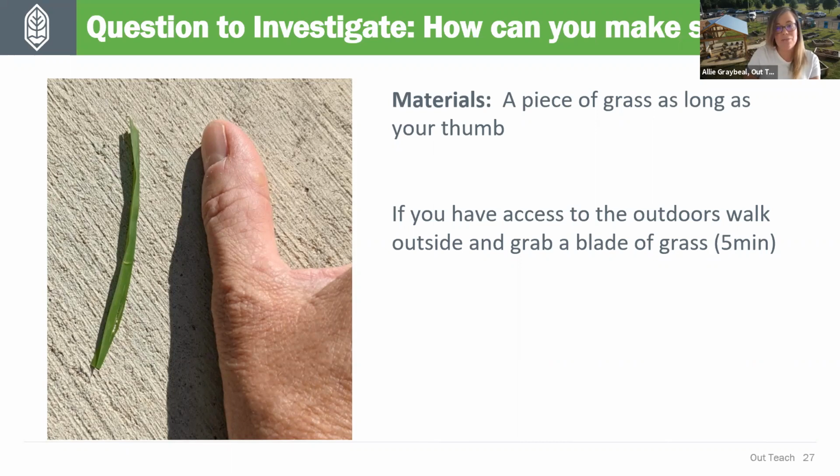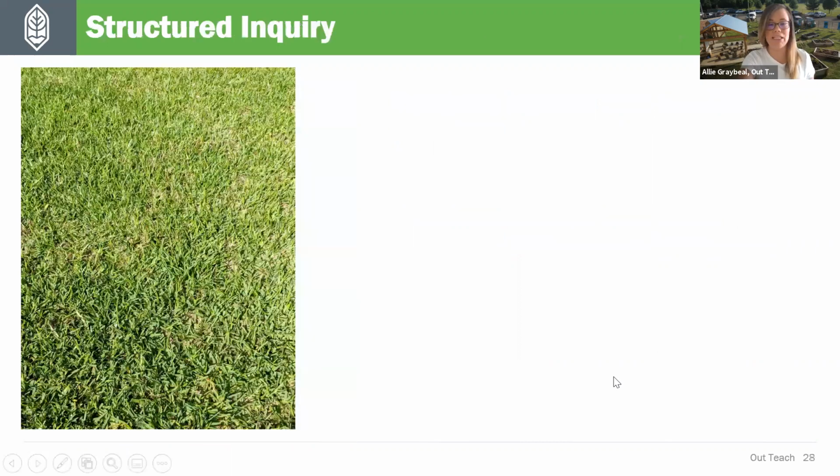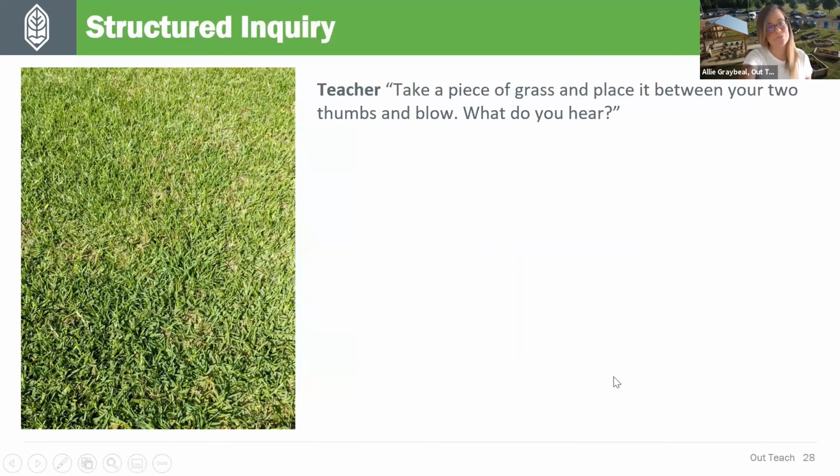And so thinking about this investigation, how can we make sound, and then thinking about the 3 levels of inquiry that we've talked about previously, we want to give you an example of what each of those may look like in your classroom. And so for structured inquiry, remember that this is the one that is really teacher driven. The teacher would say something along the lines of, take a piece of grass, place it between your 2 thumbs and blow. What do you hear? And so that would produce the sound.